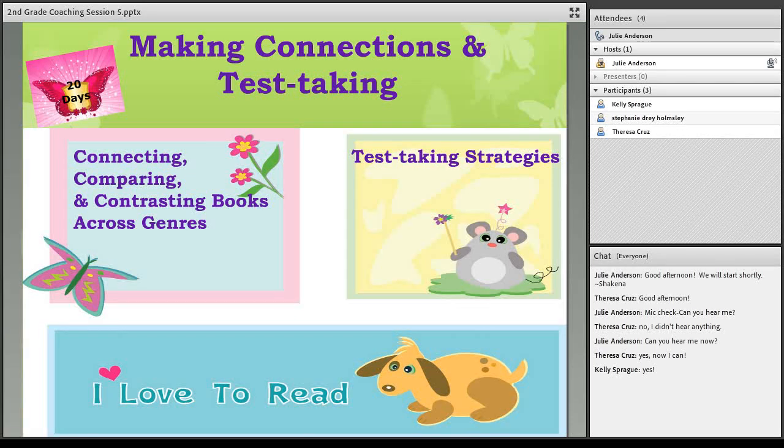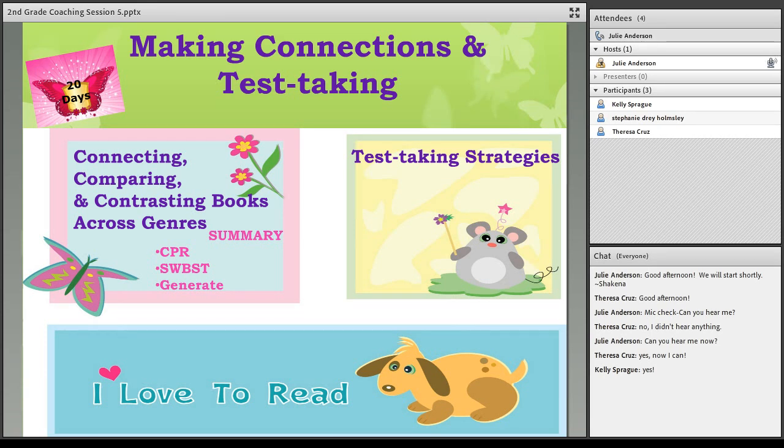With this unit, the connecting, comparing, and contrasting books across the genres, the main thing that you need to know about this unit is the summary. This is where the students will construct their own summary. Previously, you touched upon summary in some of your lessons. They didn't actually write the different summaries because, as you know, it would take them the majority of their independent reading time.